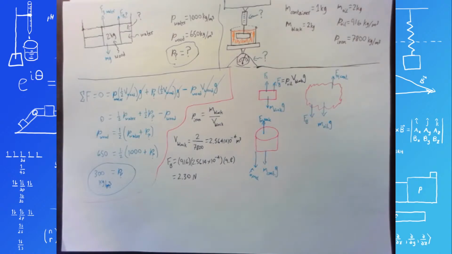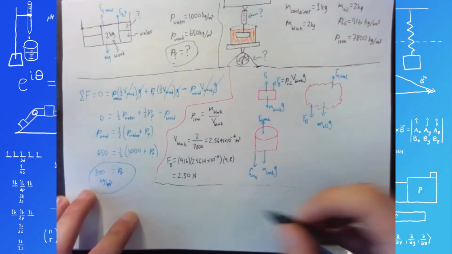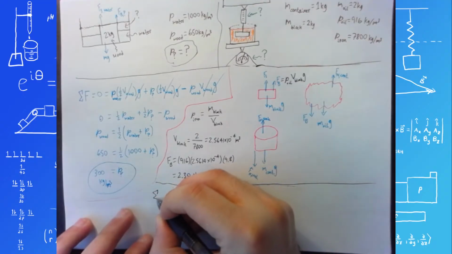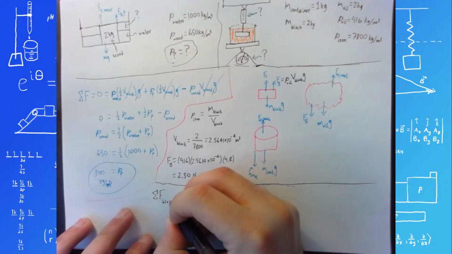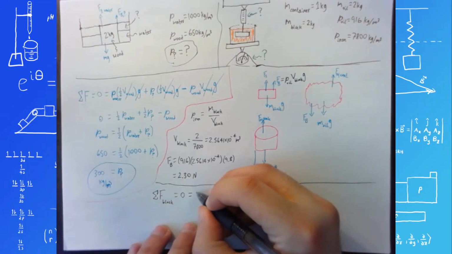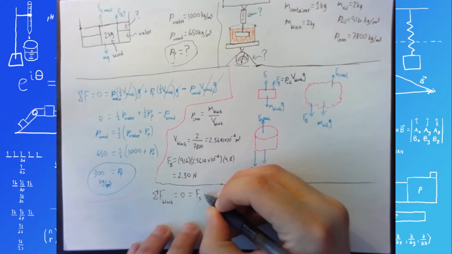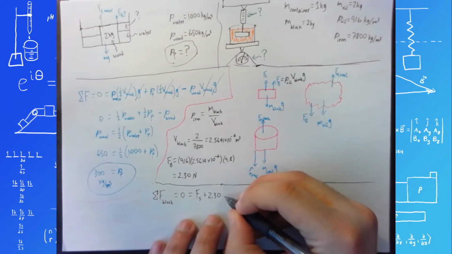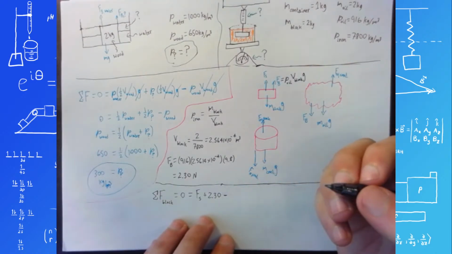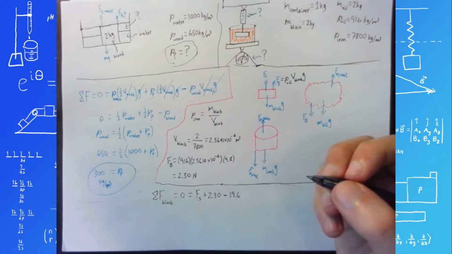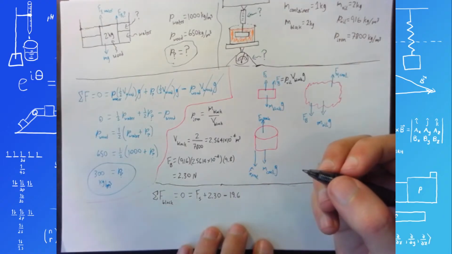And then it looks like, well, let me write some net force equations for what we have. So, net force for the block. Net force on the block needs to be 0, which is equal to spring force up plus buoyant force up, which is 2.30, minus mg of the block, so that's 2 times 9.8, that's going to be 19.6. Okay, and we've already solved for the force in the spring.